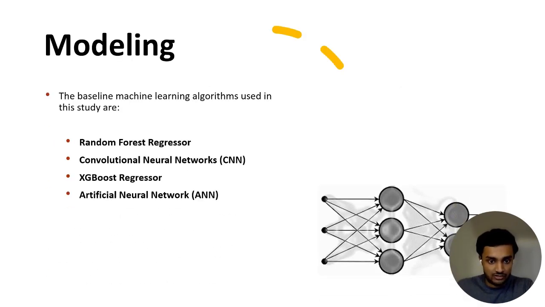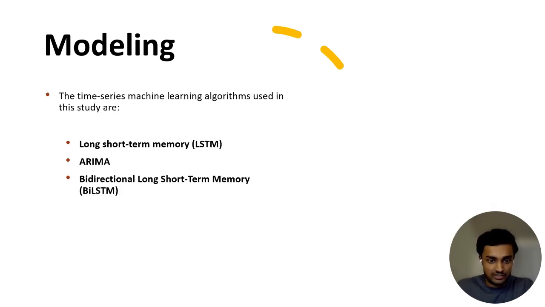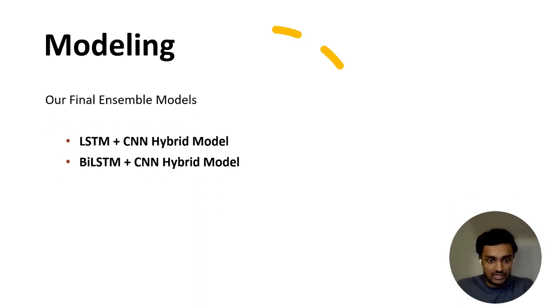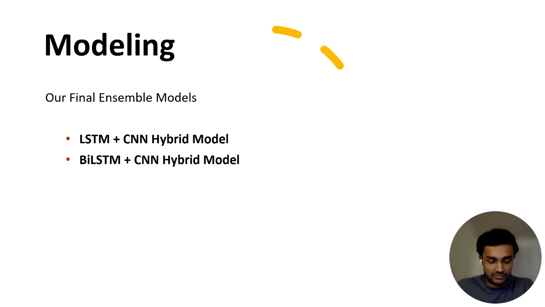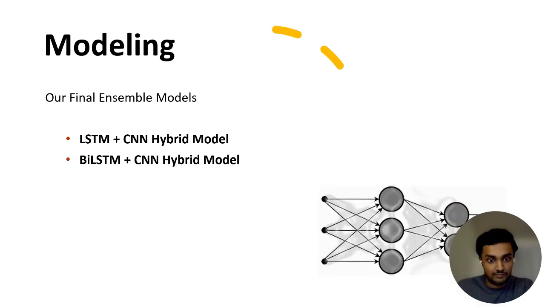Next, we have a list of our baseline models, which include random forest, convolutional neural networks, XGBoost regressor, and ANN. Followed by which we have our time series machine learning algorithms, which include long short-term memory, which is LSTM, ARIMA, and bidirectional LSTM. Finally, we have our ensemble models that we built from scratch, which include an LSTM and CNN hybrid, as well as a bidirectional LSTM and CNN hybrid model.